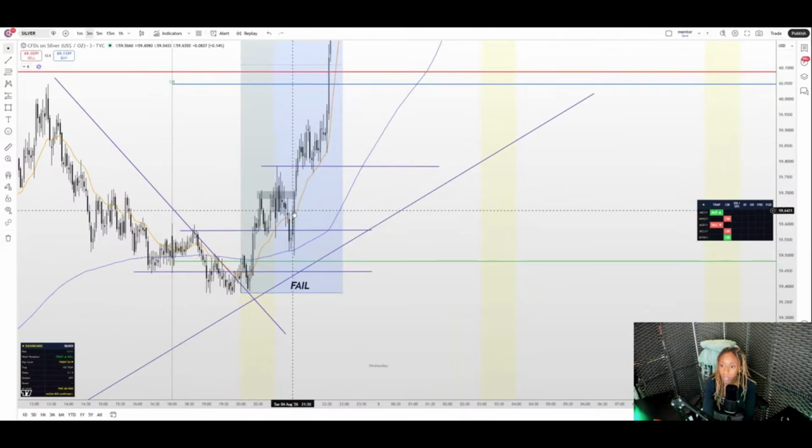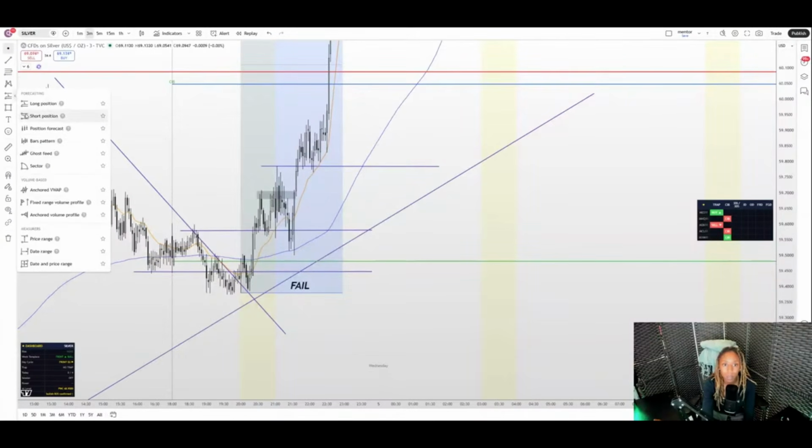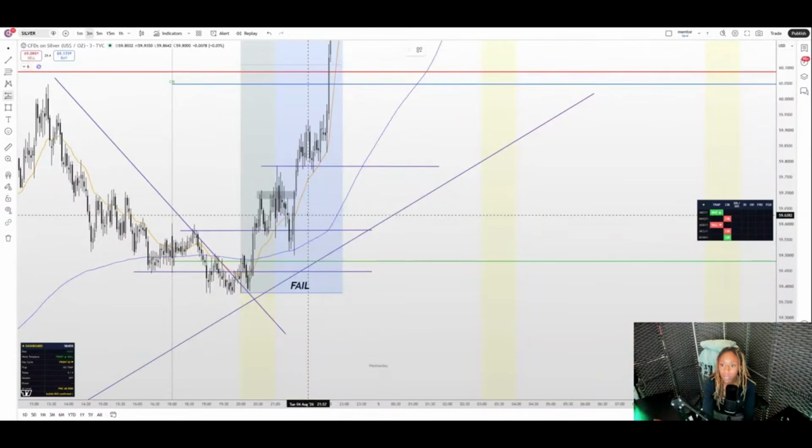If I wanted to enter here, which I would probably do, if it came back here and pulled back, I would probably enter somewhere in here, because as long as I'm above the EMA, I'm good. So I would say, let me see. I usually don't even look at silver or gold until 9. But this is 8, 9, 10.